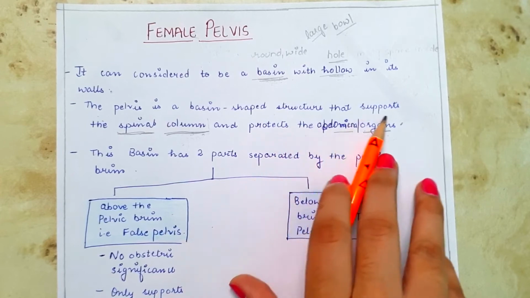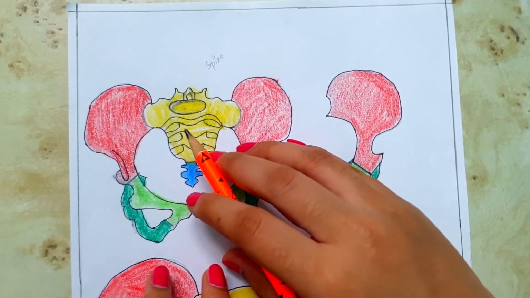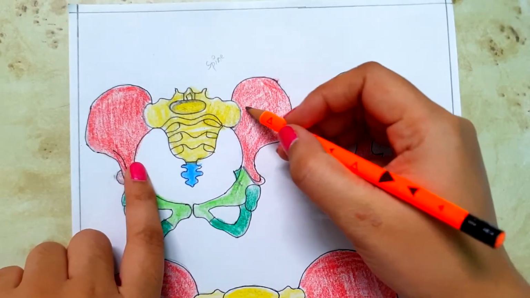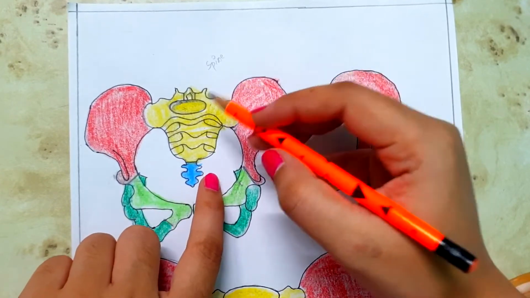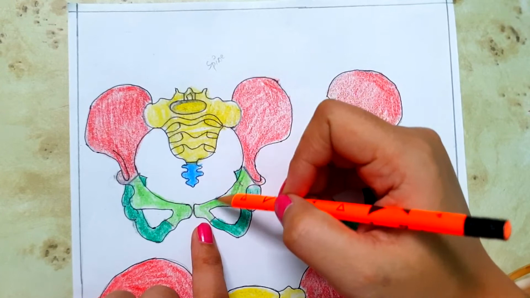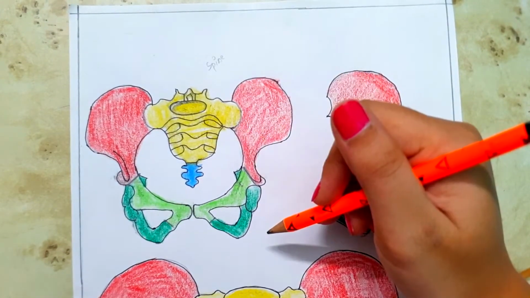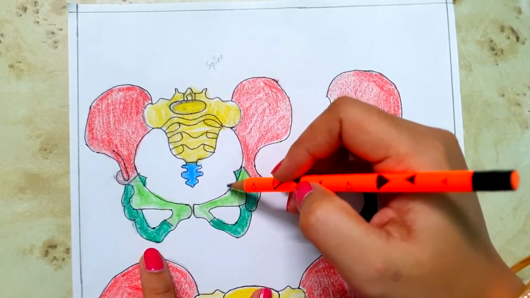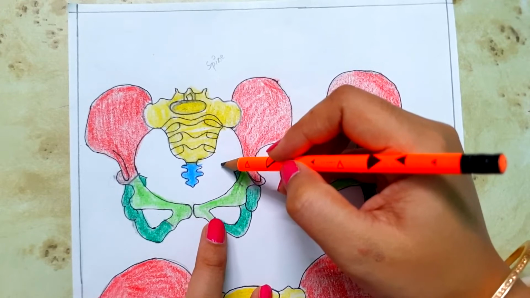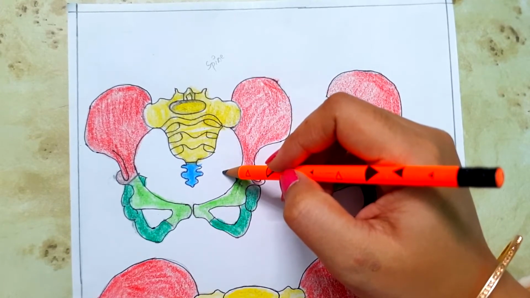Now how does this pelvis support the spinal column or the spine? Because the two innominate bones of the pelvis are attached to parts of the spinal column, such as the sacrum and the coccyx posteriorly. That's why it supports the spinal column. And as it is a bony structure, it protects the internal organs, which I already explained: the reproductive organs, urinary bladder as well as the large intestine.